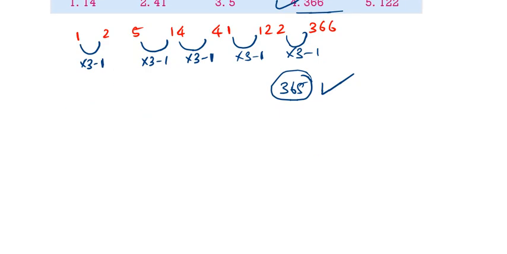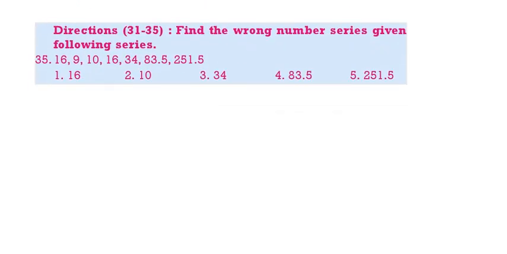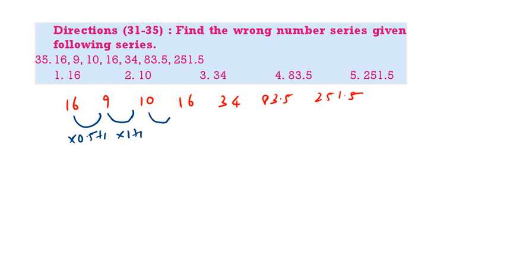See the next question. 9, 10, 16, 34, 83.5, 251.5. Now here into 0.5 plus 1, into 1 plus 1, into 1.5 plus 1, then again into 2 plus 1, so that should be equal to 33. So 34 is the wrong number.